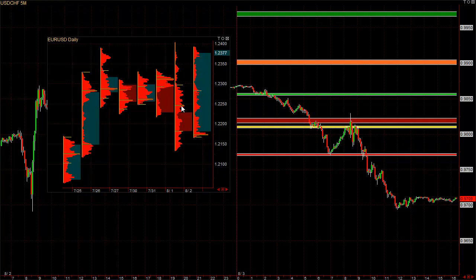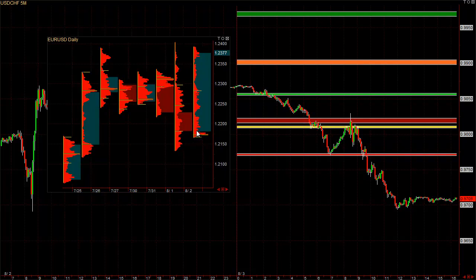The center line is called the point of control, and you have your upper and lower value areas. And these are tremendous areas of support resistance. They're real. And when price is underneath the point of control, it tends to trend down. When it's above yesterday's point of control, it tends to trend up. When it's above the upper value area, you tend to get 20 to 50 pip moves. And when it falls underneath the previous day's lower value area, typically you're going to get a move down.